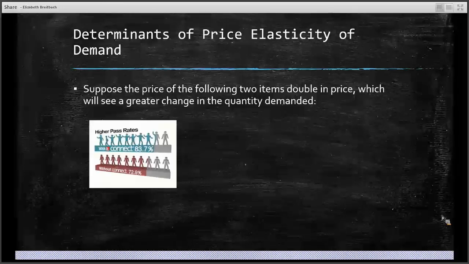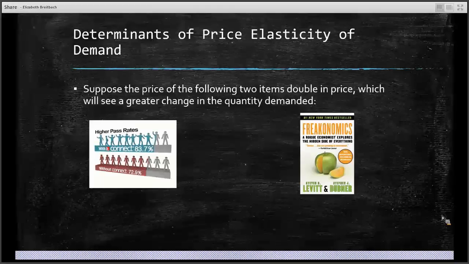All right, our next example: the price of the following two items doubles in price. Connect is the piece of the course that is required for the course, and I already know it's expensive, so we definitely do not want it to double in price. But if Connect doubles in price, and a book, Freakonomics, which is just a great resource to have when you're thinking about economics and you want to learn more about economics. I highly recommend you read it after the course just to see really what economists do. But suppose both of these double in price, in which will we see a greater change in demand?